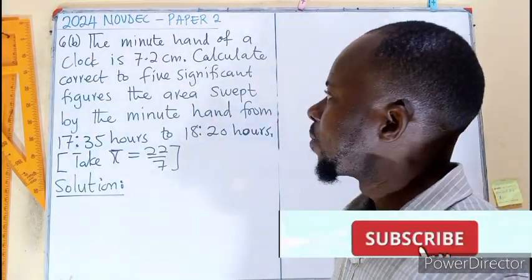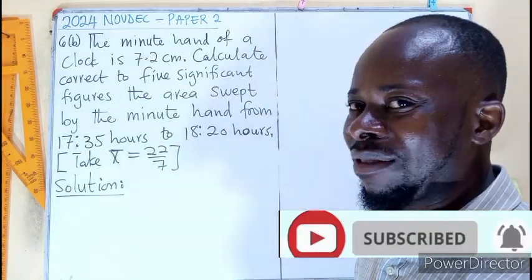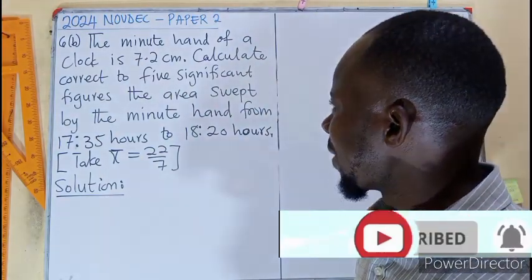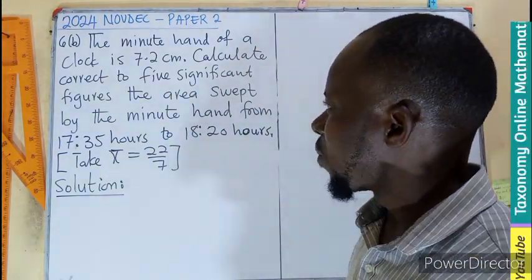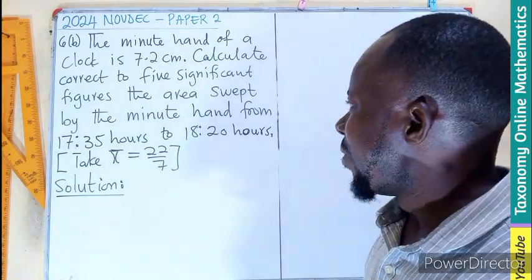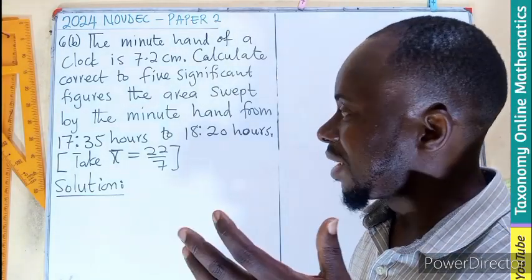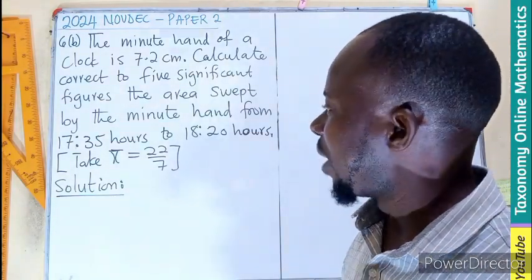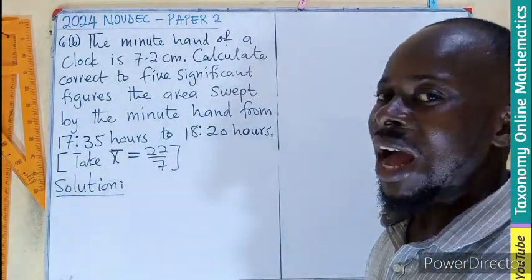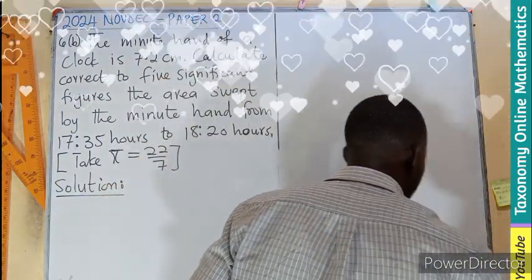This is paper 2. The minute hand of a clock is 7.2 centimeters. We have to calculate, correct to 5 significant figures, the area swept by the minute hand from 17:35 hours to 18:20 hours. So let's make a sketch of how that will look.